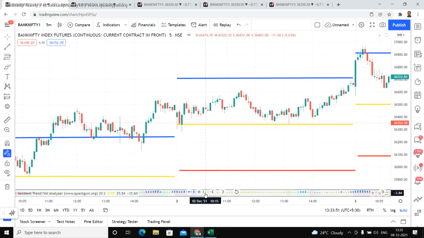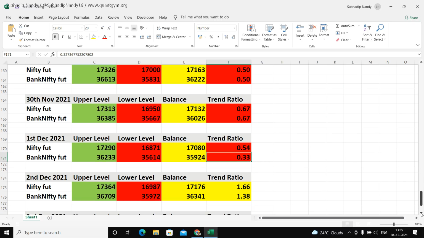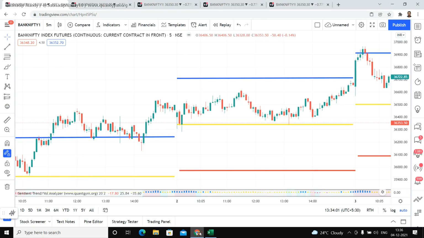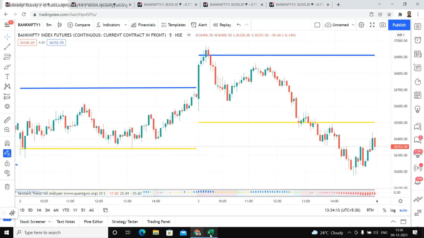This is 2nd December, the expiry day. Just bear with me if you are finding this a bit fast. These were the levels. Your trend ratio was 1.38, which was kind of neutral. The market opened, took support at the balance, went up to a certain point, came down, found exact balance support, and again went up. Then 3rd December, that is yesterday.